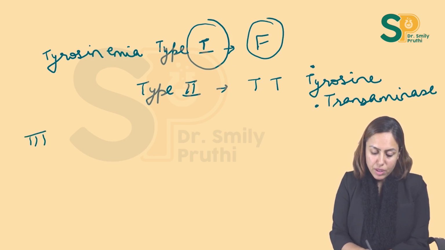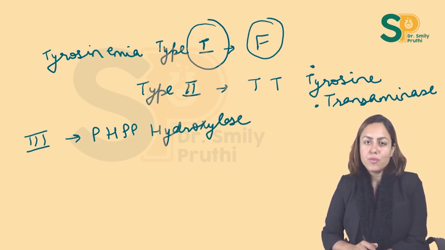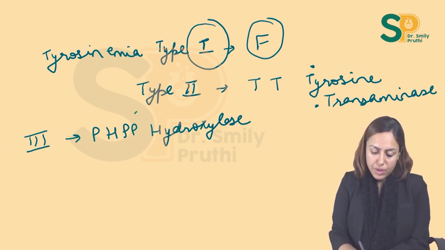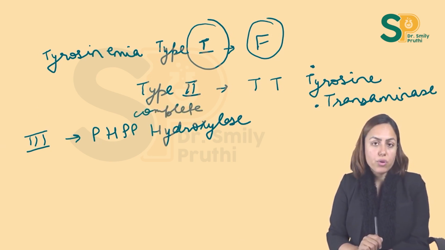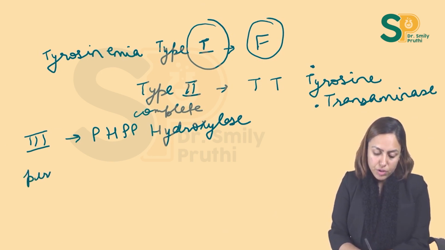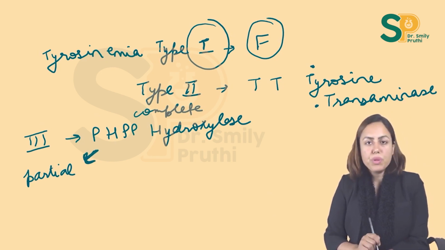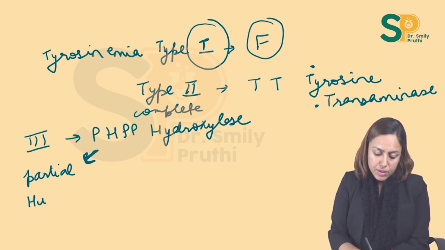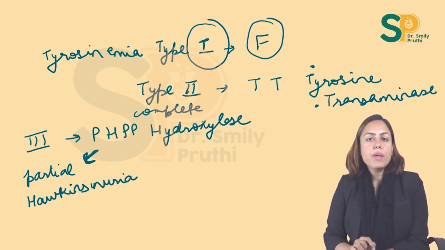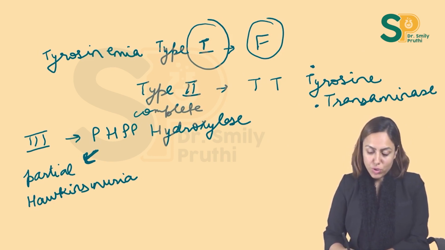Then in type 3, it is deficiency of PHPP hydroxylase. Here, this is complete deficiency of PHPP hydroxylase. If there is partial deficiency of PHPP hydroxylase, then the disease is Hawkinsinuria, where patients have a swimming pool-like odor from their bodies, right? So, this is done with this question.